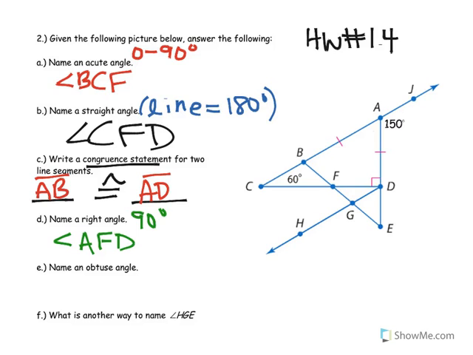Letter E says name an obtuse angle. Again, kind of like part A, there's something just labeled in the picture, but just for your memory, an obtuse angle is between 90 and 180 degrees. And I see 150 that lies in that interval. So I know that the angle right here is obtuse, and let's name that angle JAD.